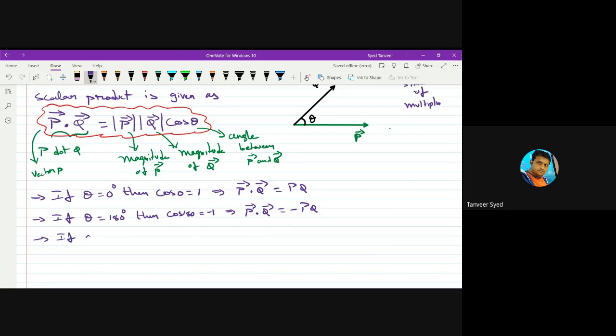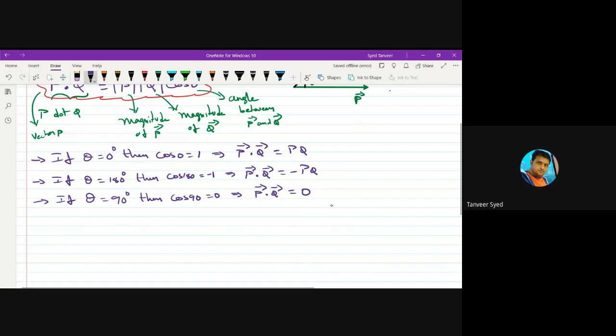Another case, if theta equals 90 degrees. 90 degrees means the two vectors are perpendicular to each other. Then cos 90 is 0. That means P dot Q is equal to 0.